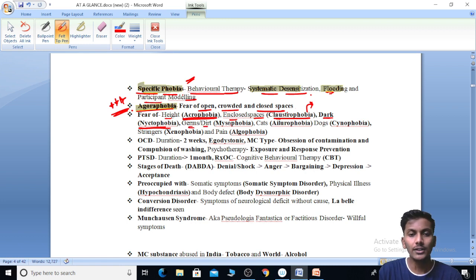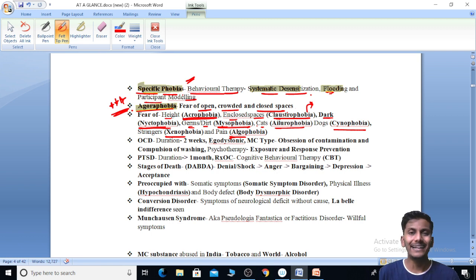Fear of germs or dirt is known as mesophobia. Fear of cats is known as ailurophobia. And fear of dogs is known as cynophobia. Fear of strangers is known as xenophobia. And last, fear of pain is known as algophobia.